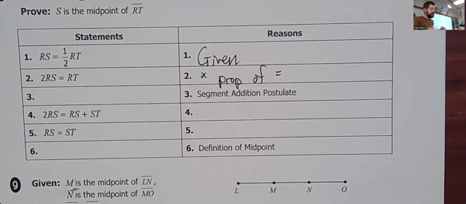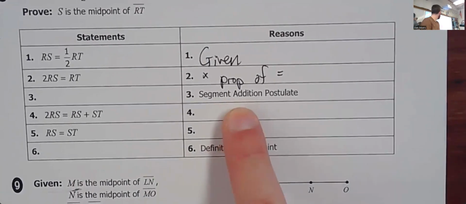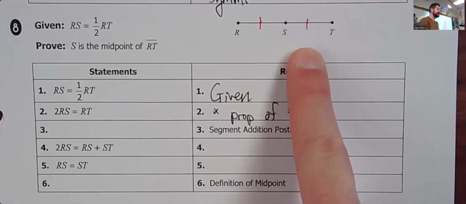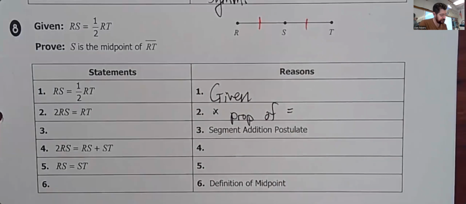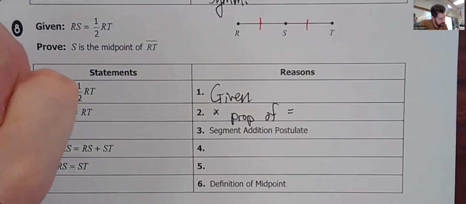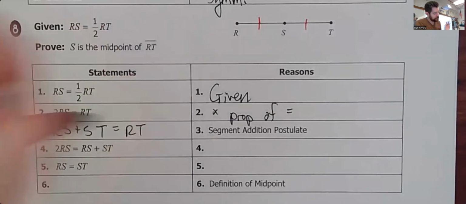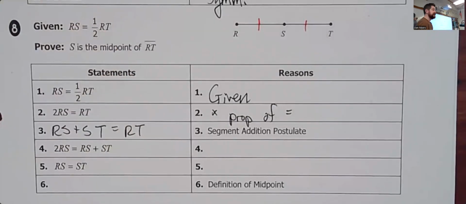Nice. Okay. Next one, it says we're going to use the segment addition postulate. So that means we need to use the diagram to make that statement. RS plus ST equals RT. Part plus part equals whole. Segment addition postulate uses the actual segment and the parts of it, and it adds the two parts together to equal the whole thing.